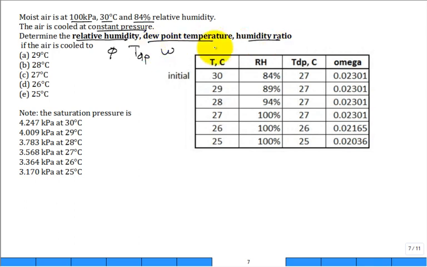So those three things, as the air is cooled from 30 to 29, then 28, then 27, then 26, and 25. And you'll need data out of our saturation table for water. So there's some data. Well, here are the results summarized in a table. So we start with the initial 30 relative humidity. That dew point temperature, hey, we worked that out, didn't we? Or you could work it out as 27 degrees. And this is omega.